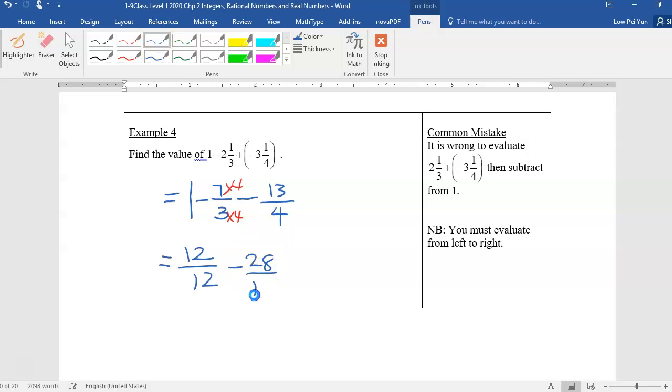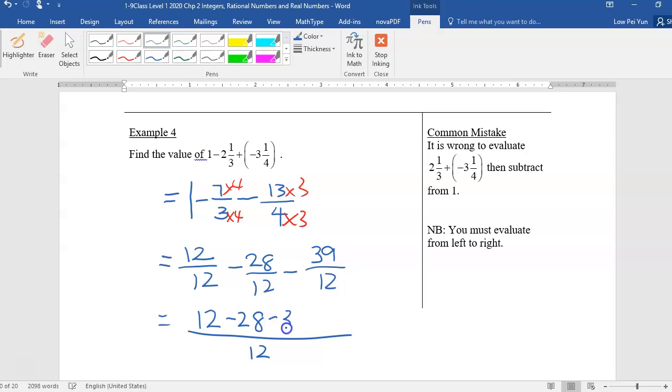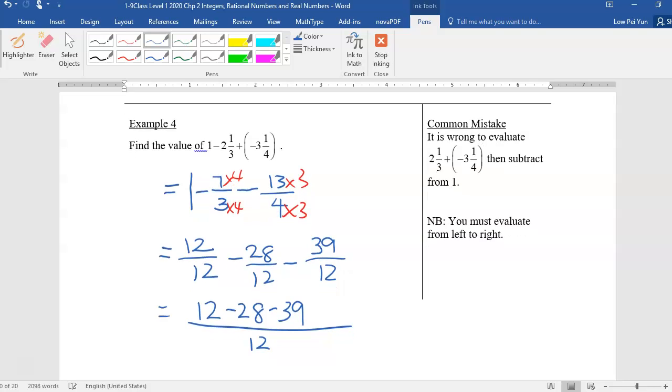So this one times 4 I get 28 over 12. And then the other one times 3. Good. 13 times 3 I get 39 over 12. Then now I'm going to combine all as a single fraction. And I put the numerator as 12 minus 28 minus 39. Do you need your calculator to work this out? Let me allow you to use your calculator.